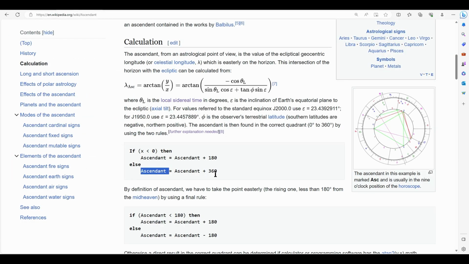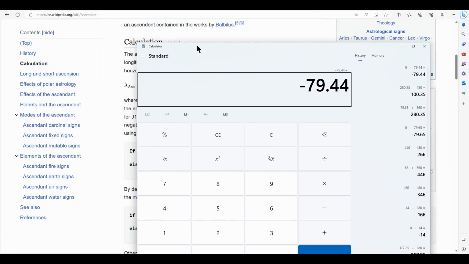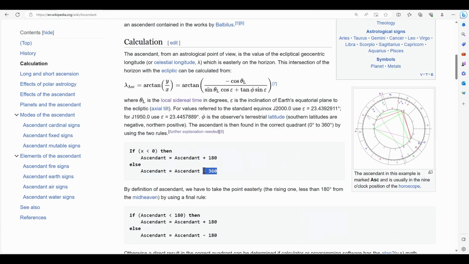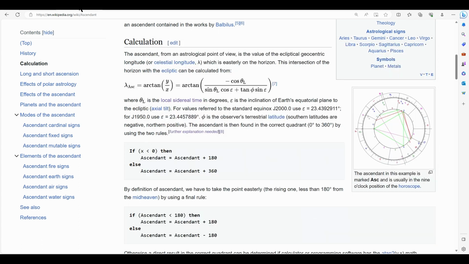So we just sum up. So grab the calculator. So we have minus 79.44. Enter, and this is minus now. We hit plus, and what it says to do, it says to add up 360. Oh, let's go. 360. 280. Okay, we finish this part here.